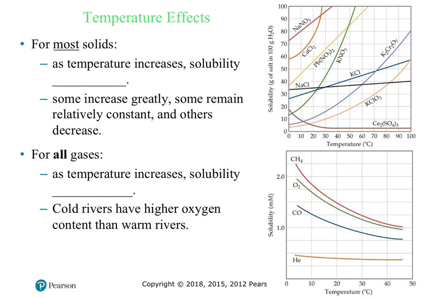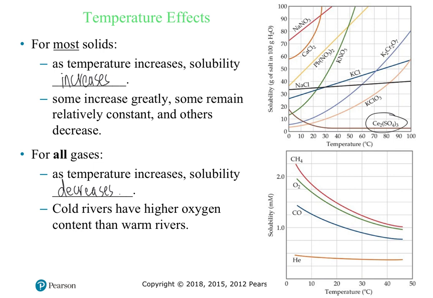Okay, the next thing is temperature effects. So in general, if I want to dissolve more solid into my coffee in the morning, let's say I want to dissolve more sugar, then I'm going to increase the temperature. So in general, for most solids, as the temperature increases, so does the solubility. In some random weird cases, and honestly I don't know why, it either stays constant or it can decrease. So for cesium sulfate, it can decrease. For all gases, as temperature goes up, solubility decreases every time.